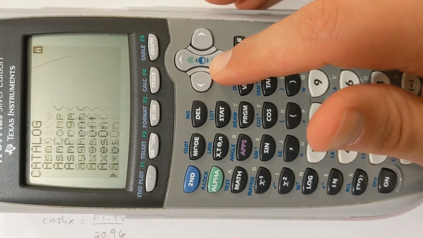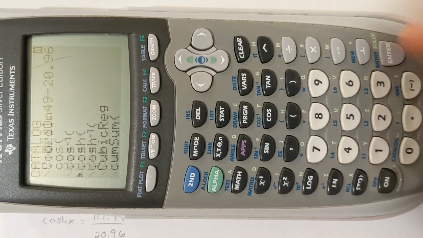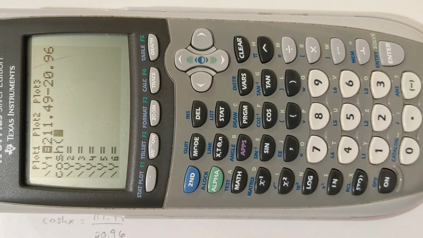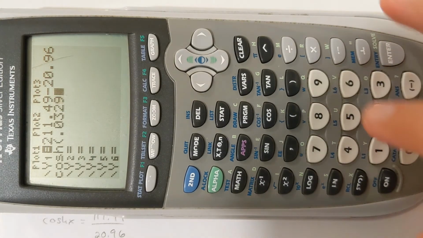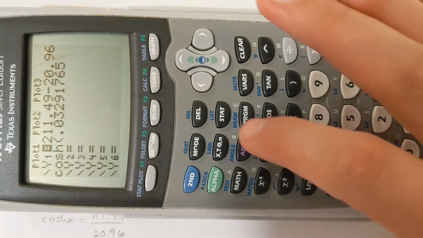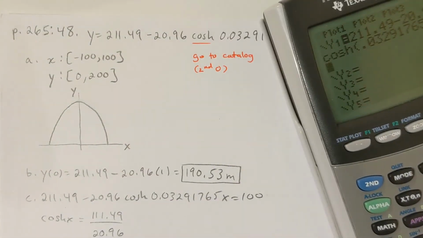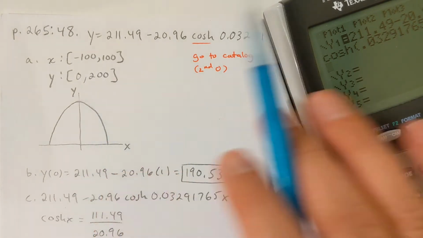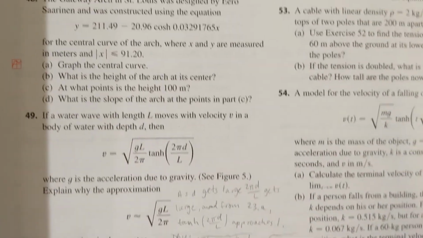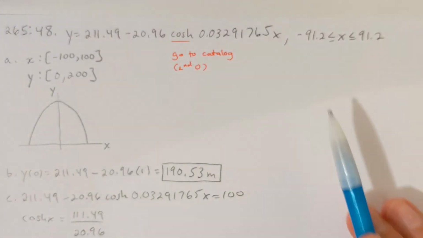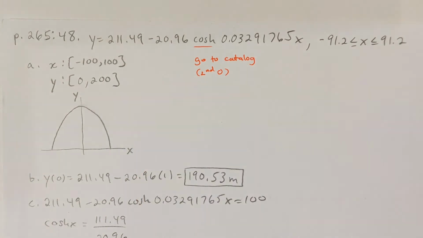And you're just going to scroll down to where you see the hyperbolic cosine function there, and I'm going to hit enter. It brings me back to the y equals screen, and it's hyperbolic cosine of 0.03291765x. Then I can hit graph. For this problem, the best viewing rectangle is to have x going from negative 100 to 100. That's because of the conditions on x that were told in the problem. The absolute value of x being less than or equal to 91.2 means that x is between negative 91.2 and positive 91.2. So all of that going from negative 100 to 100, and then let's have y go 0 to 200.